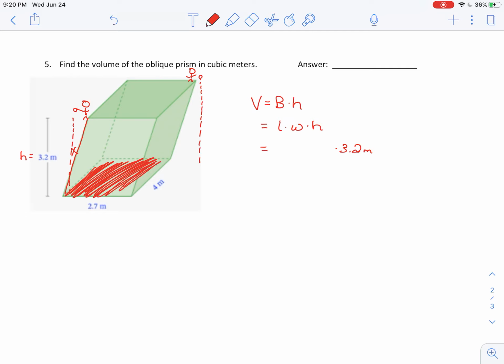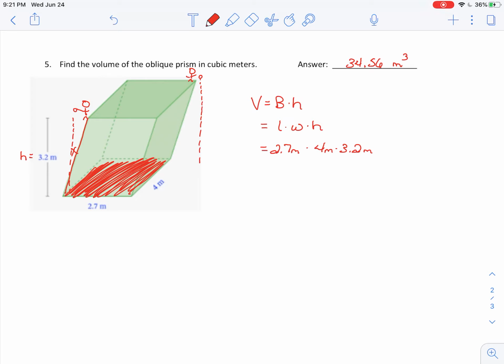And when I talk about the base, it doesn't have to mean the bottom, but it pretty easily could mean the bottom for this one. So I'm talking about this rectangle. So I'll take 2.7 meters times 4 meters times that 3.2 meters. I'm going to grab my calculator. It's spitting out 34.56, and again I took meters times meters times meters. Anything times itself 3 times is cubed, so this is meters to the third power.